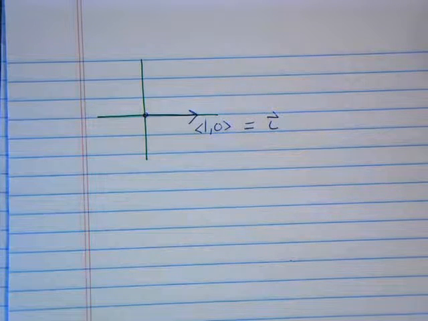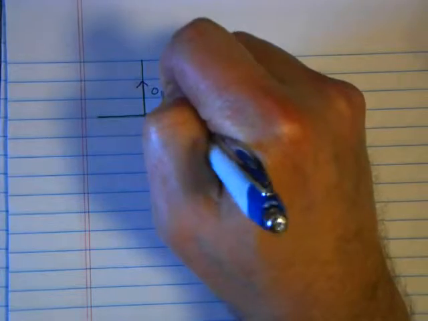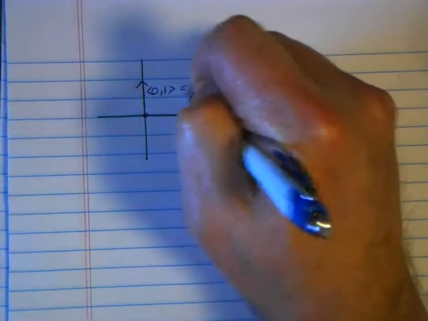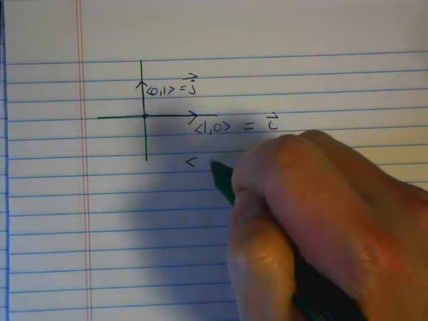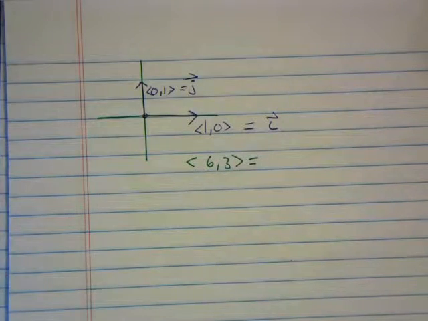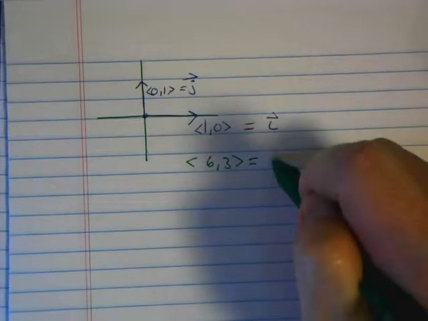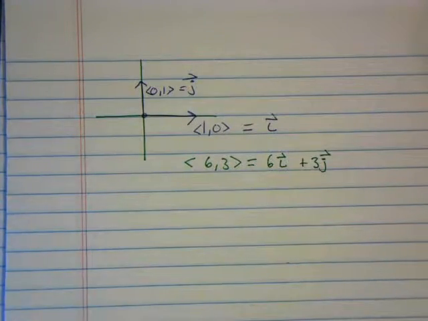What's another vector that has length exactly 1? 0 comma 1. Is that j? That is j. Okay, so if I have a vector written as 6 comma 3, sometimes you'll see this same vector written as 6i plus 3j. So quite often vectors are written in component form, quite often they're written in ij form.